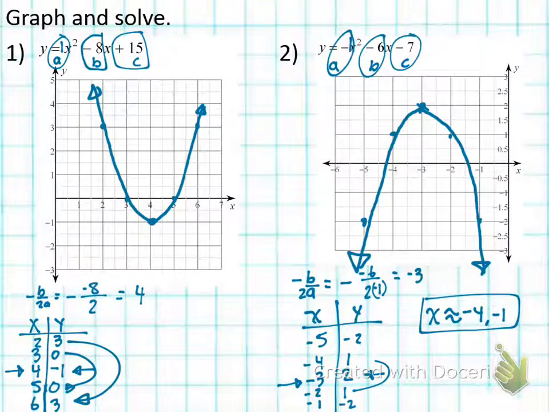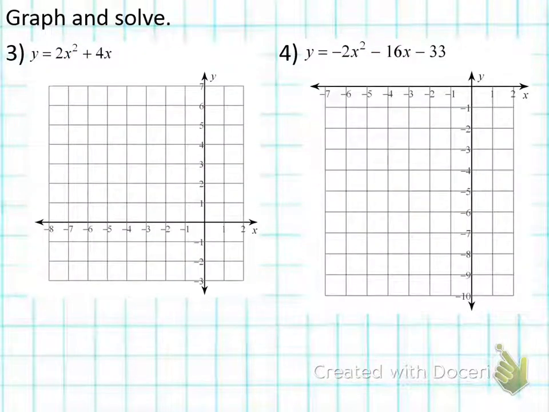All right, continuing here. Let's go to number 3. Okay, so number 3, here we go. First thing I do is find A, B, and C. A is 2. B is 4. C, is there a C up there?